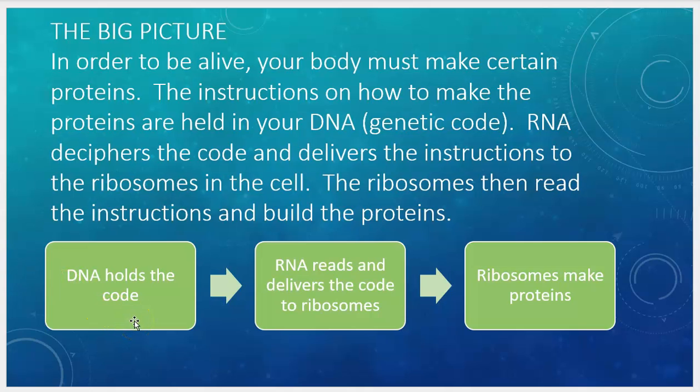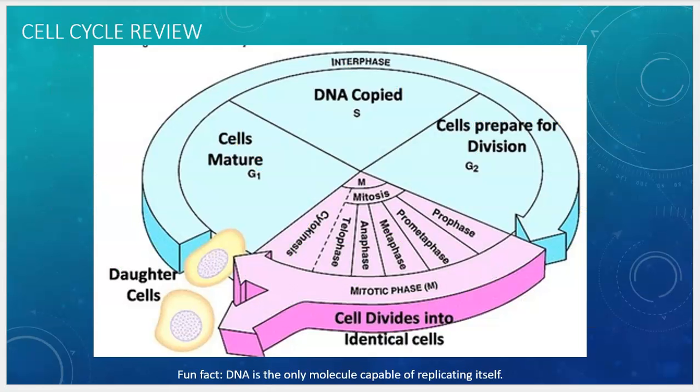So DNA holds the code. I like to say DNA is the keeper of the code, the original code, so we don't lose it. It's the original copy. Then RNA comes in and reads the code and then delivers that code to the ribosomes. And then the ribosomes make the proteins that you need to stay alive. So that's the big picture. We have to have protein to be alive, and our bodies make those proteins based on the code in our DNA, deoxyribonucleic acid. So today we're talking about DNA replication.